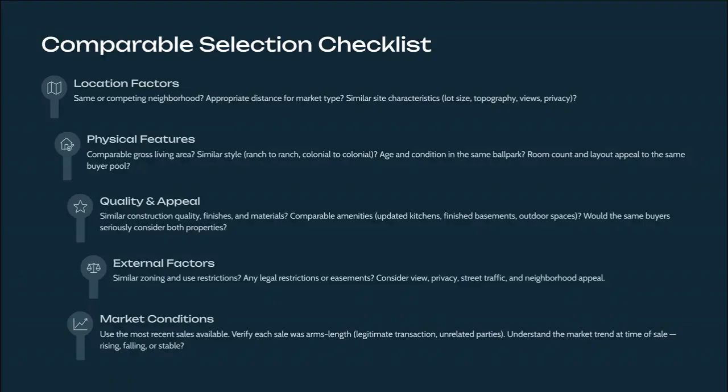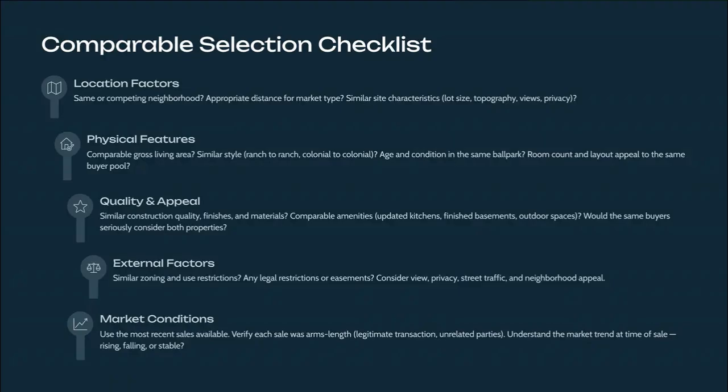Verify the comparable is in the same neighborhood or a highly similar competing neighborhood. Check for similar access to schools, shopping, employment, and amenities. Note any location advantages or disadvantages relative to the subject property that will require adjustment.